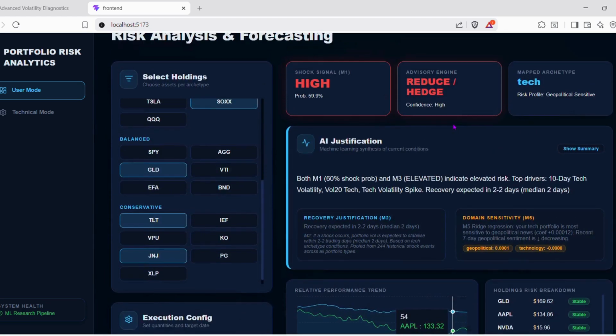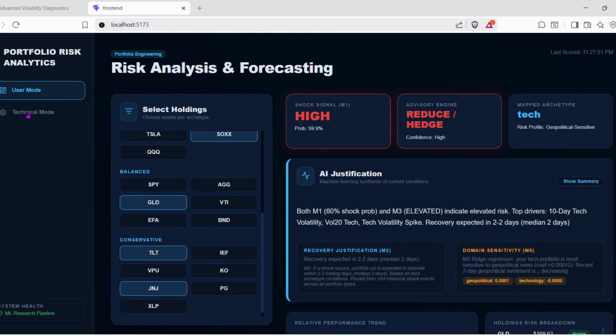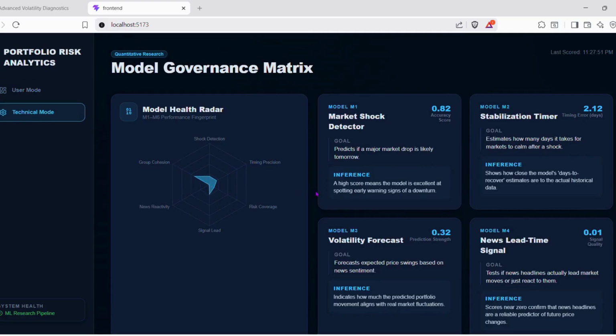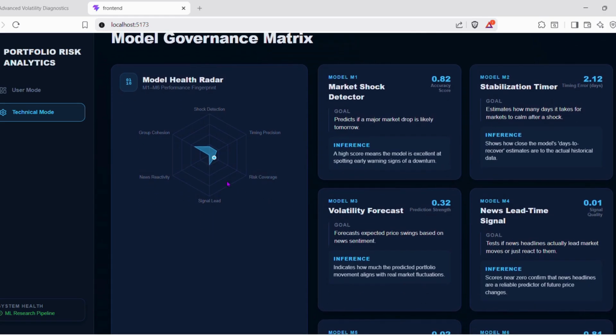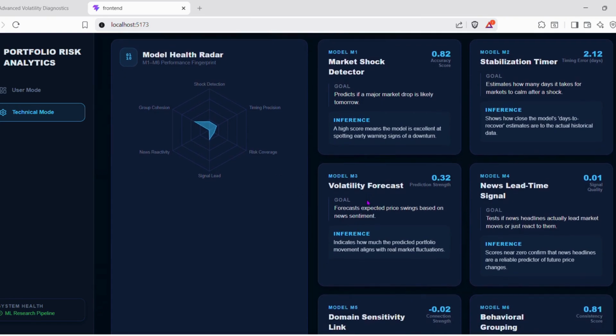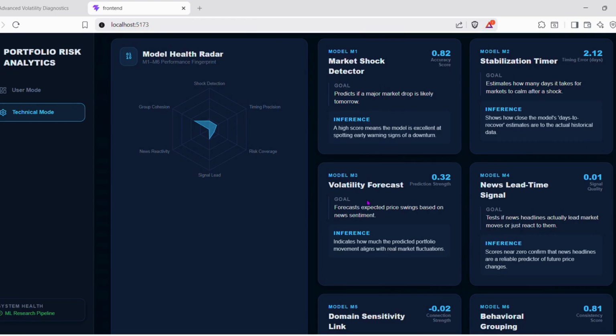Now if we want to switch to the technical mode, here we are going to understand how the 6 machine learning models that we have applied work. On the left, we see a radar map that shows how all the 6 algorithms work together as an architecture. Since it has been most expanded in the group cohesion section, this indicates that for this particular type of portfolio, this is the model playing the most weightage in the combined architecture of all the 6 models. The first model is the shock detector, with a 0.82 accuracy score.